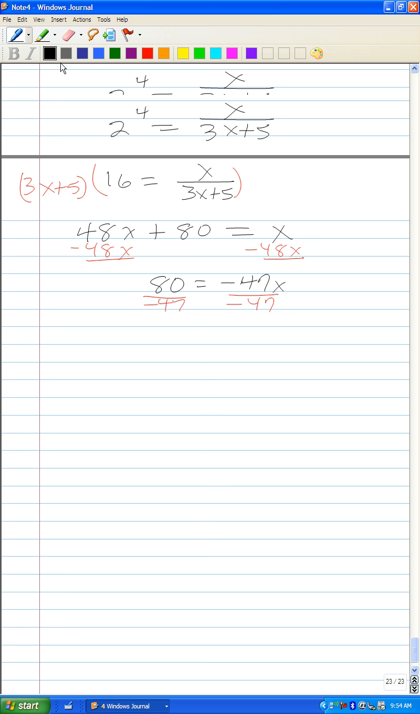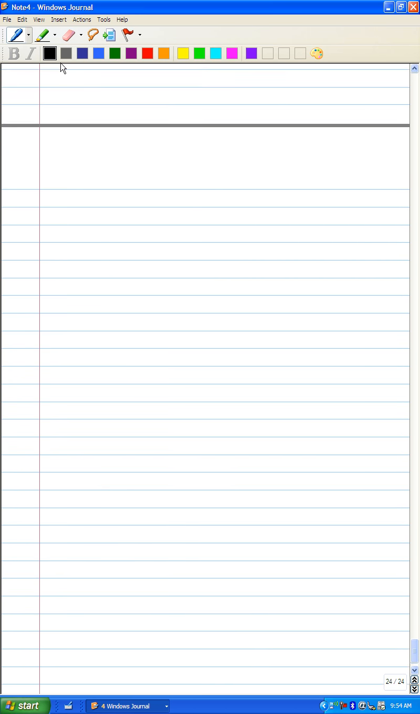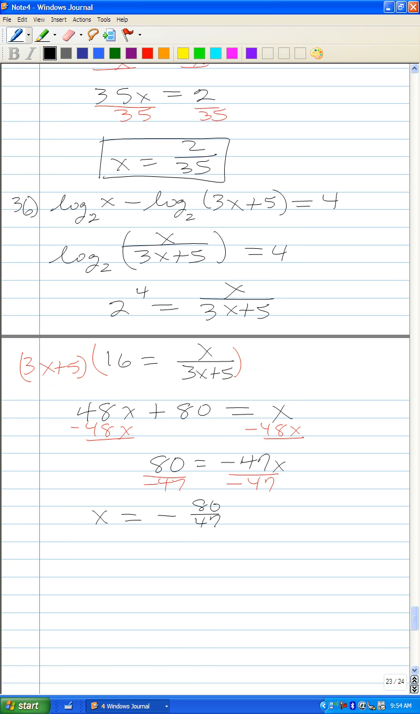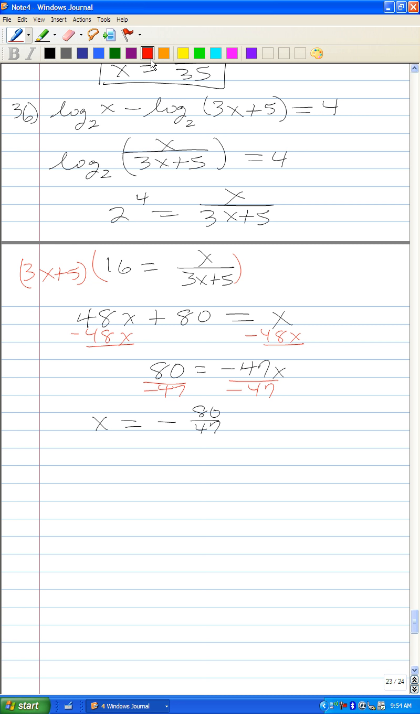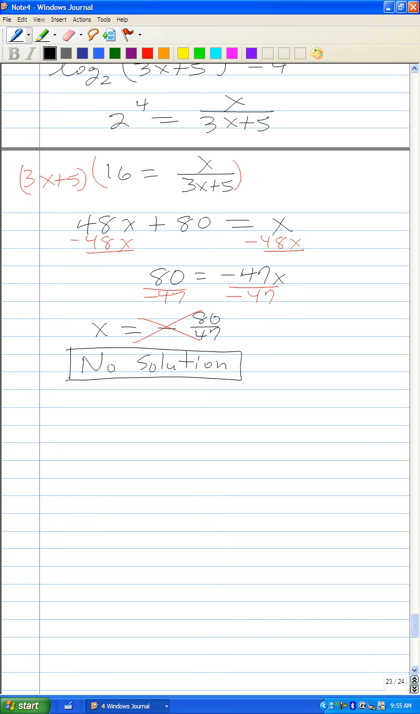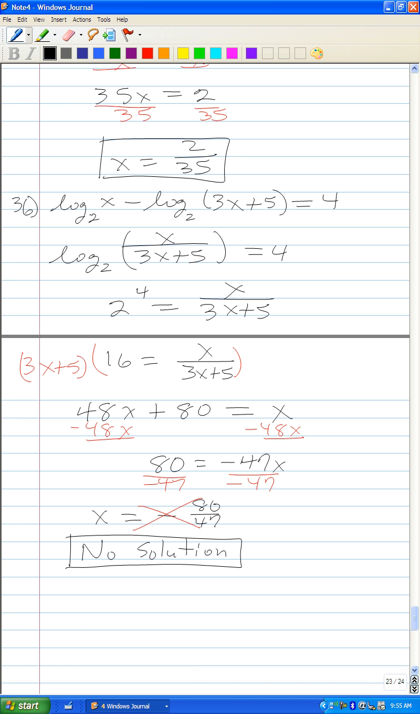So x is equal to negative 80 over 47. However, when you plug it back into the original, you're trying to take the log of a negative number. Now, that was the only possible solution. Therefore, this actually has no solution. Okay, let me do problem number 48.